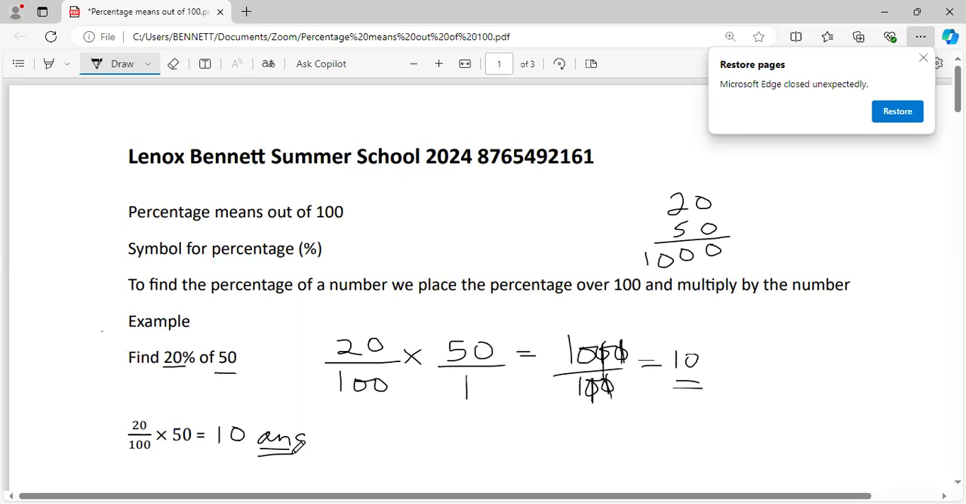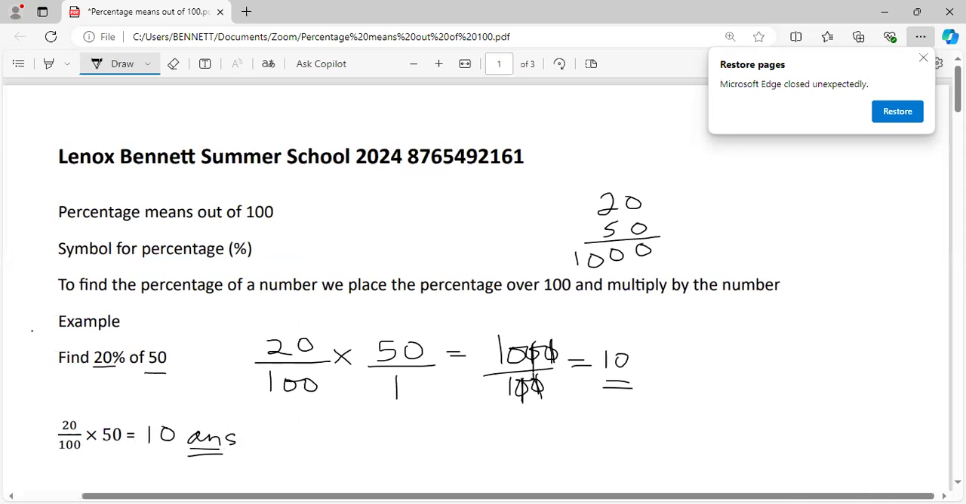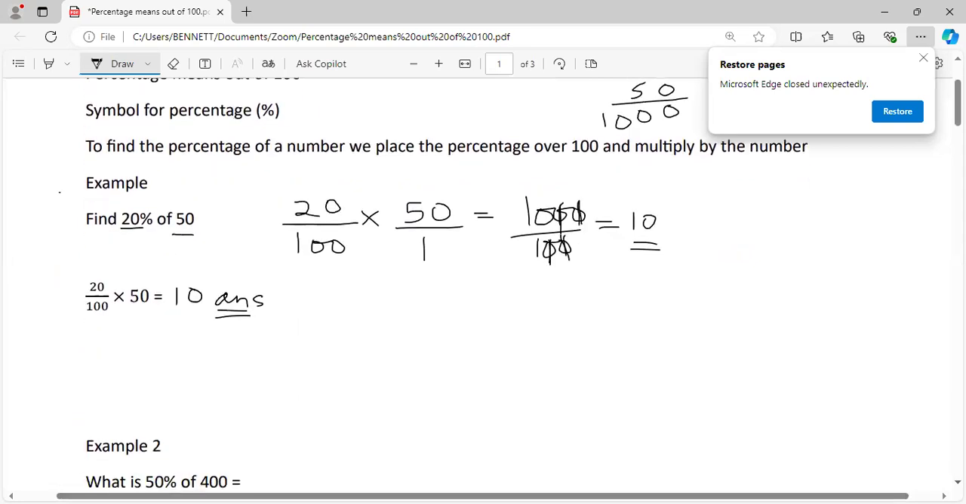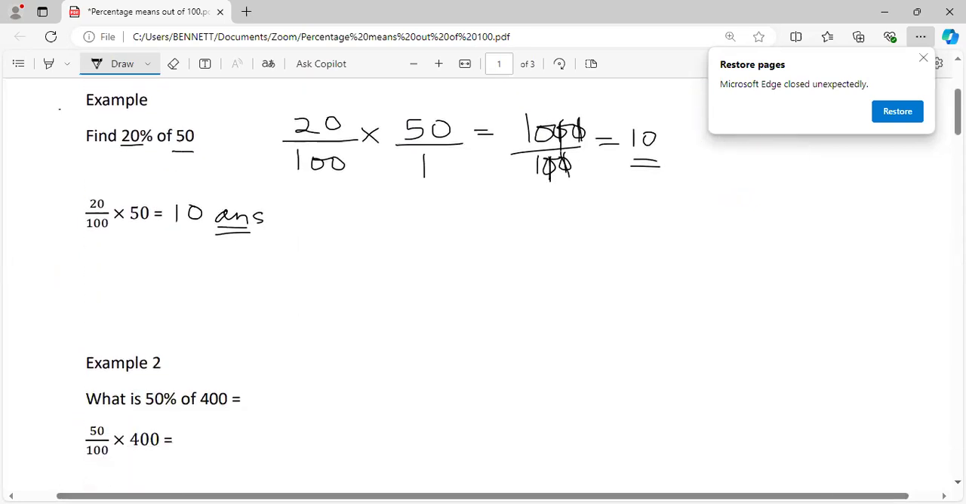So 20% of 50, that was the first one. Let's look at another one. I'm going to try to keep both of them on the screen. All right. So we can compare. So the next one says, what is 50% of 400? Now, once you hear 50%, we can think of half, right? But let's look at it.